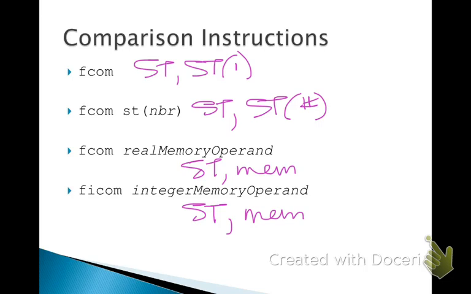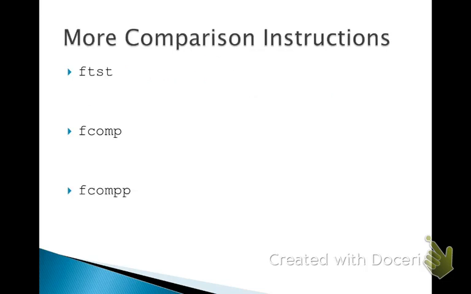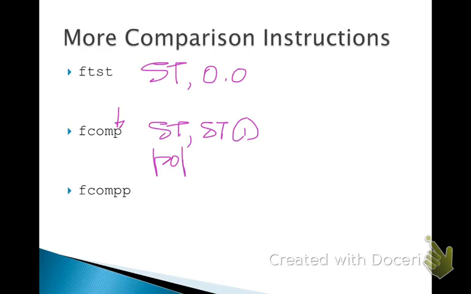So a couple more instructions let's look at. Float test. Actually, I could use it to see if a value was 0. It did the same thing as an AND. This behaved a little bit differently. This is going to compare stack top and 0. FCOM pop, exactly what you think. It's going to compare ST and ST1, and then it will pop the top of the stack.